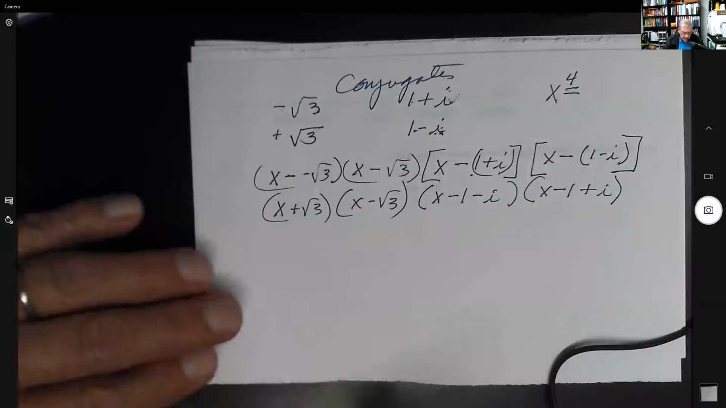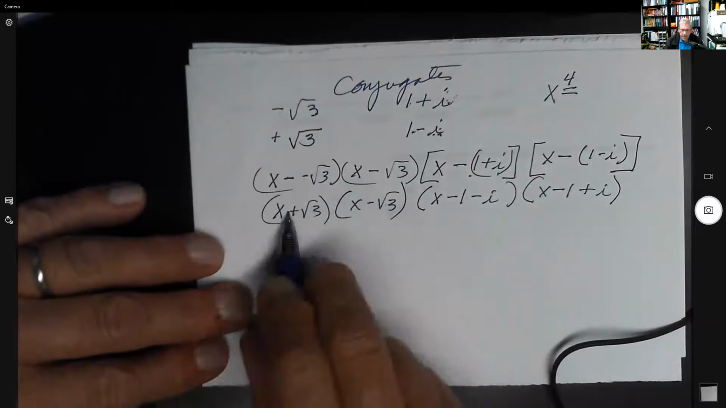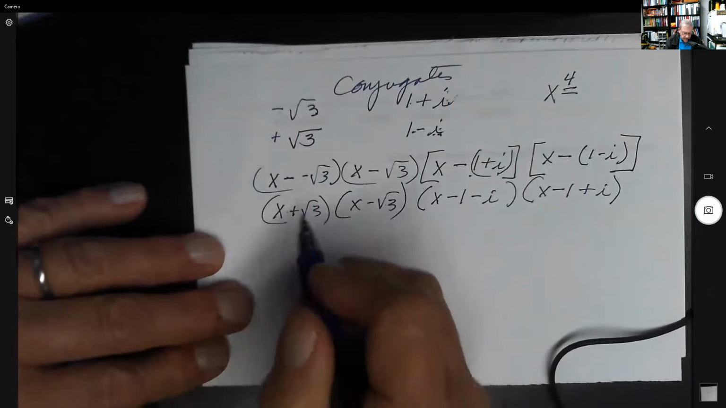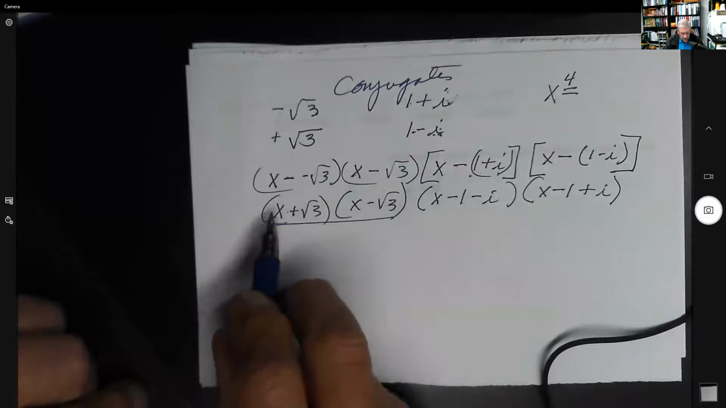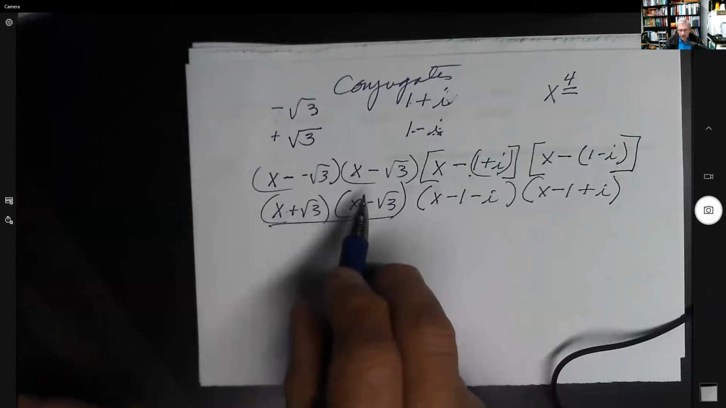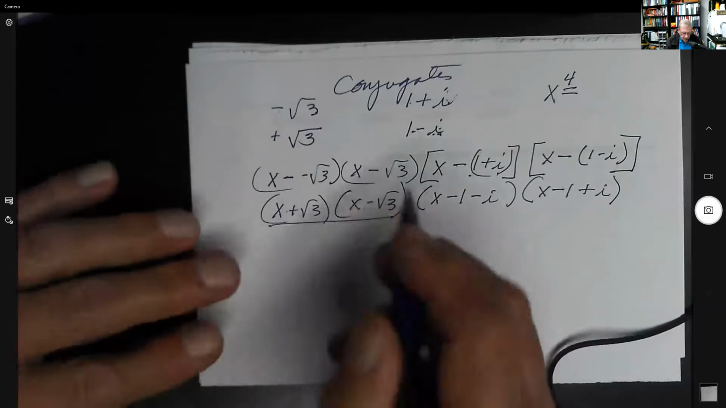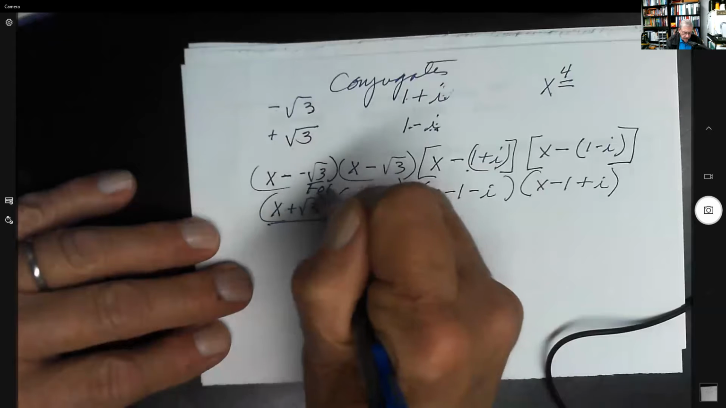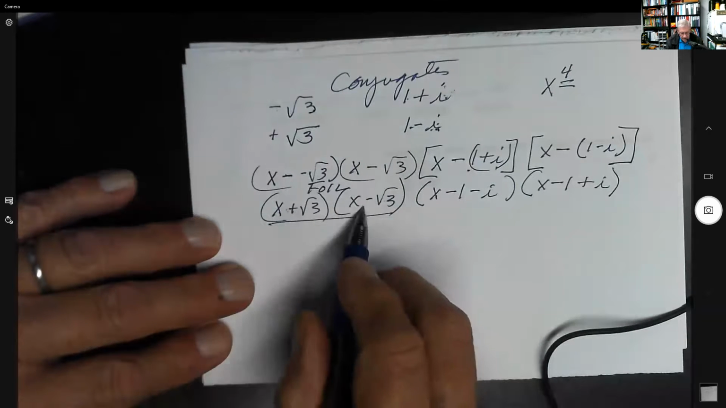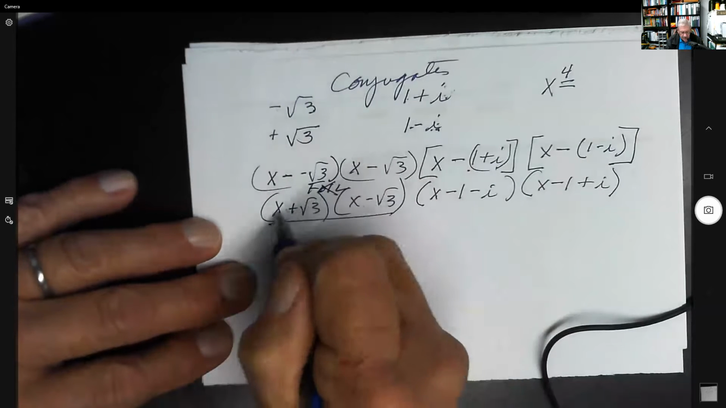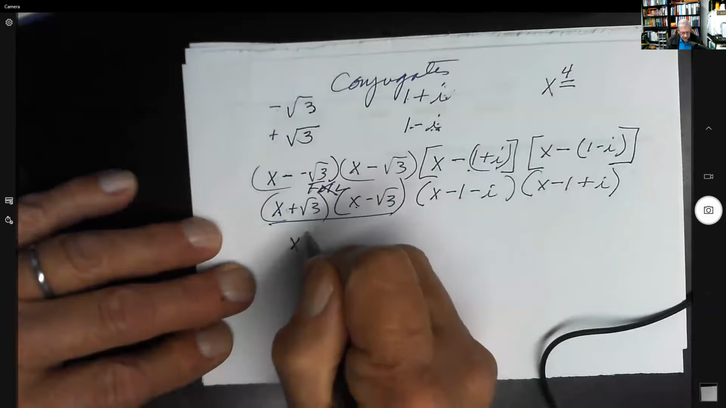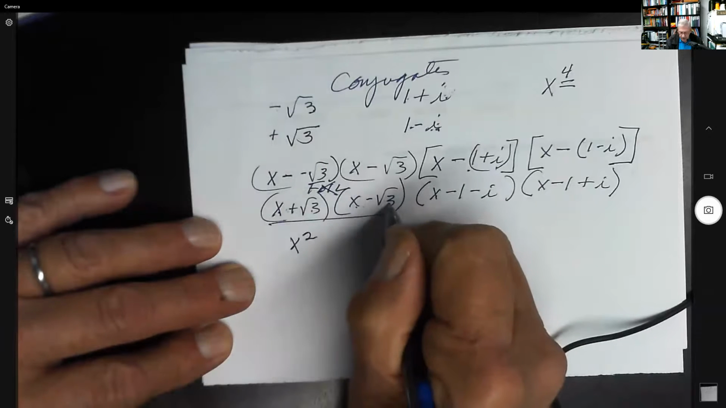Well, let's deal with this group first. Okay, let's look at these two. If I'm going to multiply them, I can do the whole FOIL if I want. But I could also do, because these are difference of squares, I can just do the first times the first and the last term times the last term.